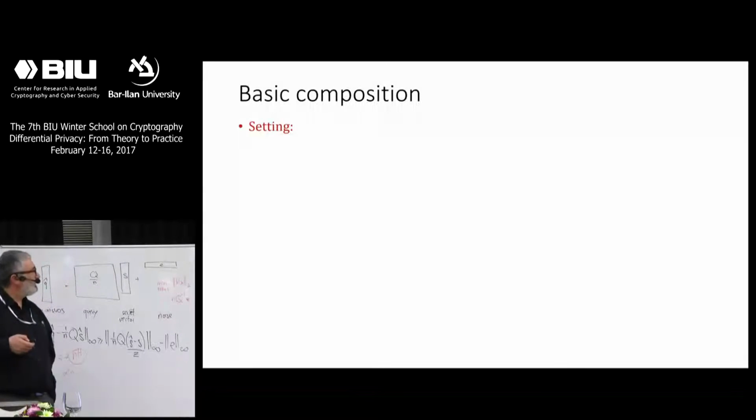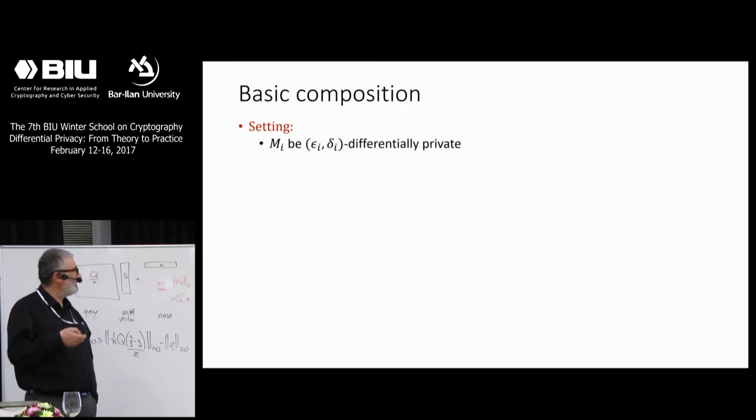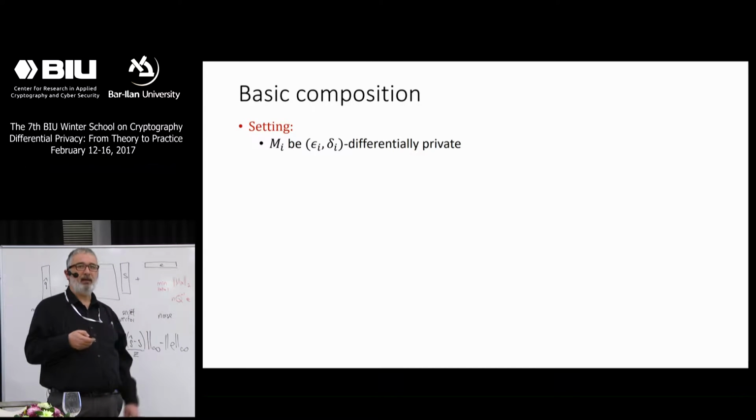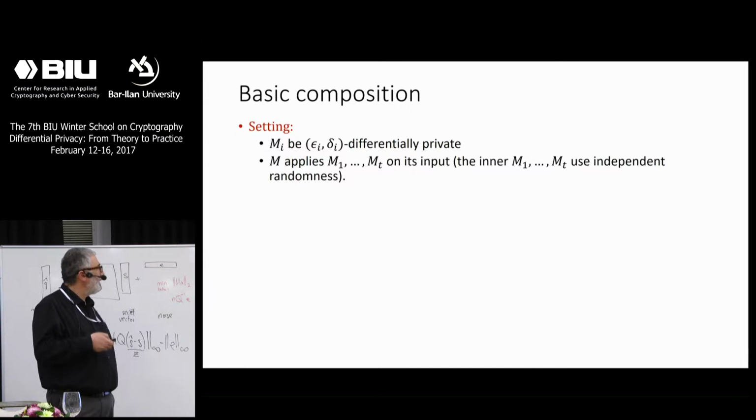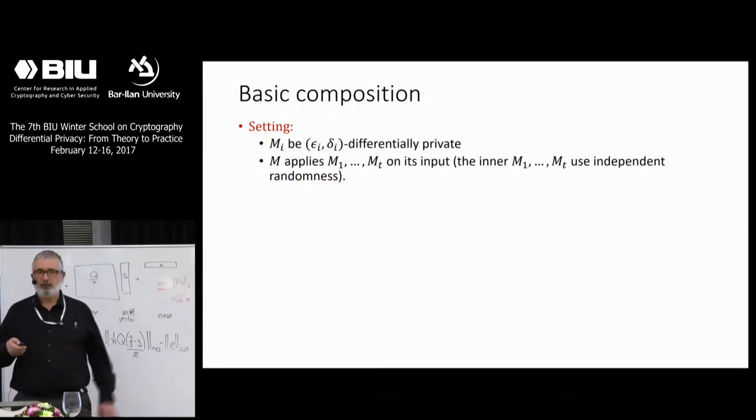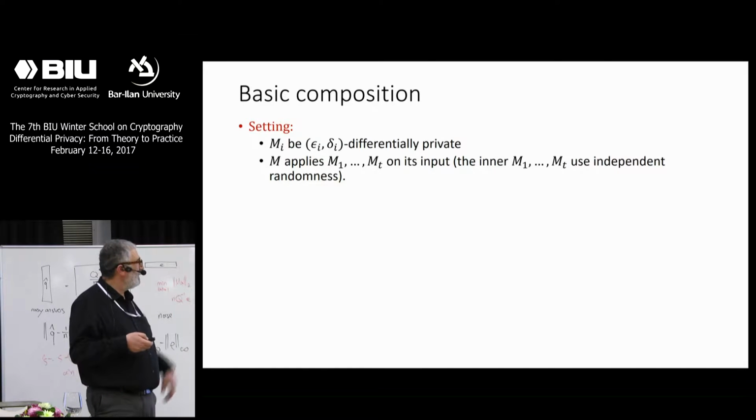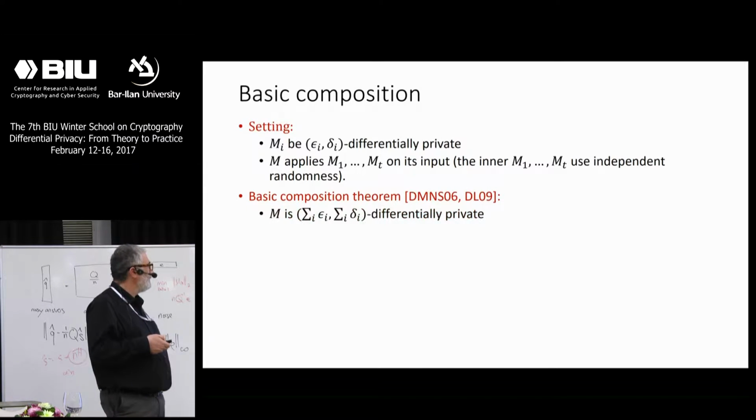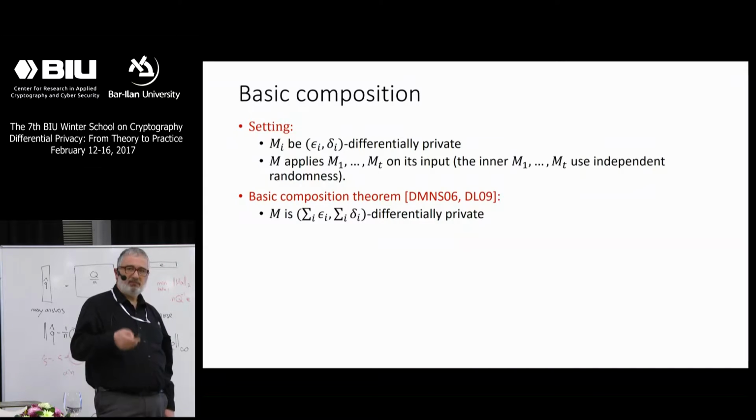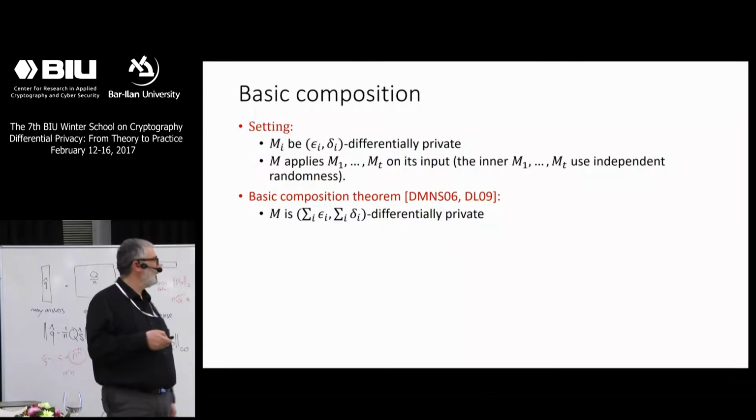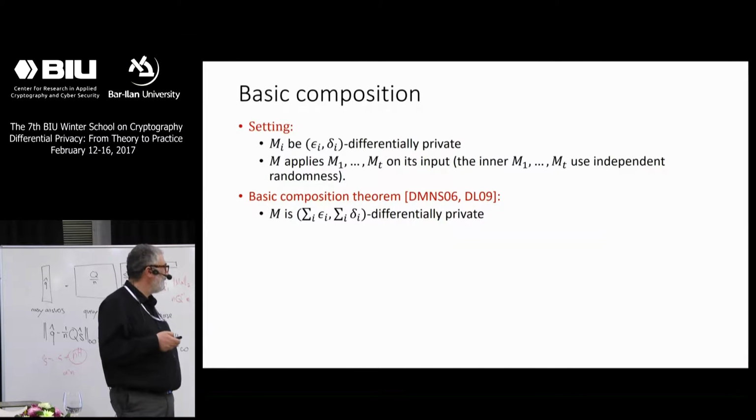Let me remind you the basic composition theorem. The setting is that we have several differentially private computations, M_i, each is (epsilon_i, delta_i)-differentially private, and then if we construct from them a larger computation that applies these T differentially private computations with independent randomness, then the result is that this is (sum of the epsilon_i's, sum of the delta_i's)-differentially private. Okay? I'll call that basic composition.